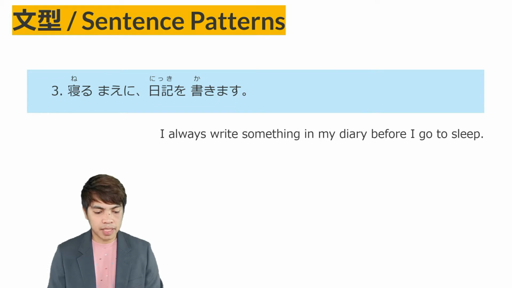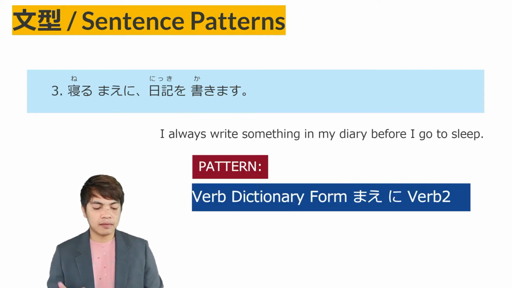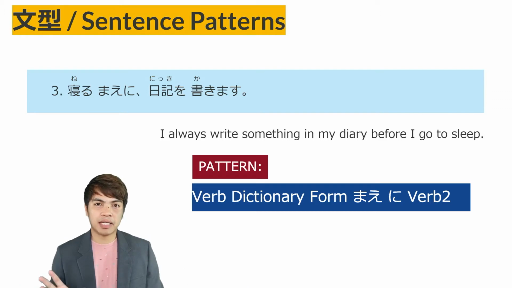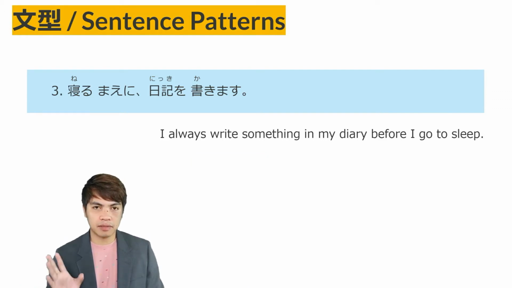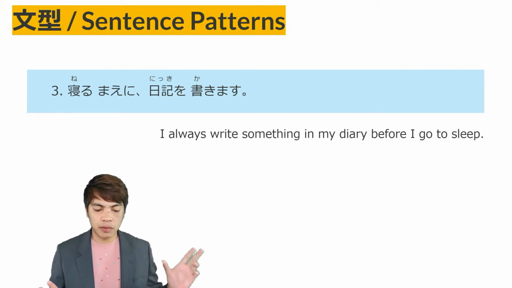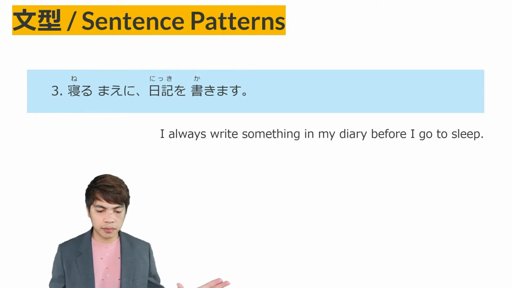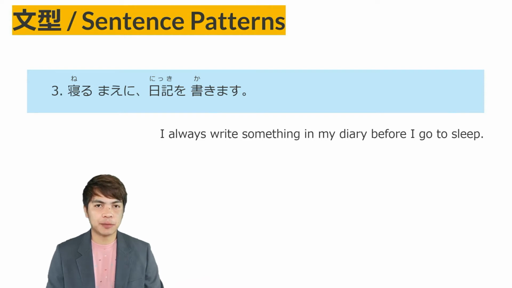Sentence pattern number 3. Nerumae ni nikki o kakimasu. So the sentence pattern used in this sentence is verb dictionary form mae ni verb 2. So verb dictionary form mae ni, before doing the verb 1, you will do, or I will do, the verb 2. So before doing the verb 1, I will do the verb 2. So now let's proceed to the example sentences.